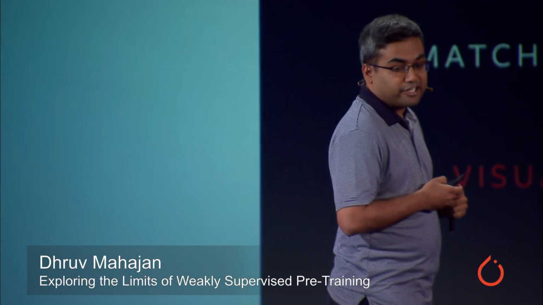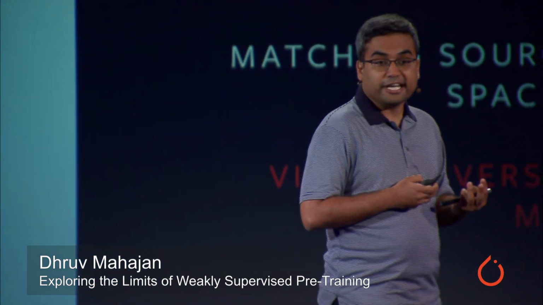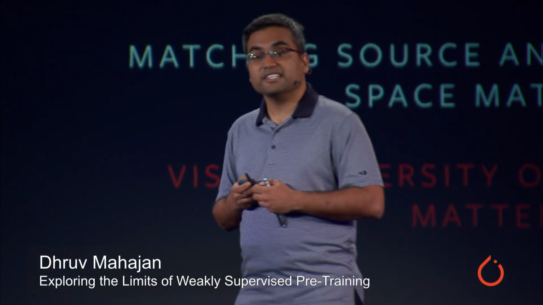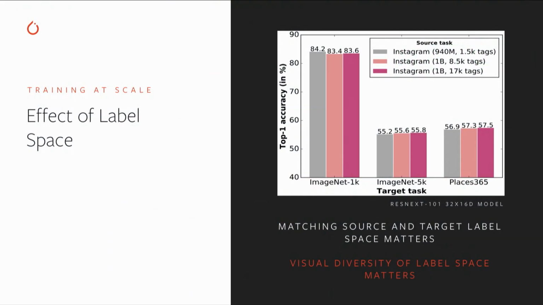Now let's look at the effect of the label space. Here we compare three label spaces with 1 billion training. One is the 1.5K hashtag space related to ImageNet. The second is the 8.5K random hashtags we took. And then third is our full 17K hashtag set.